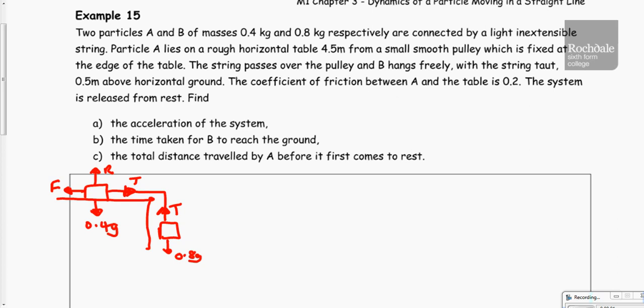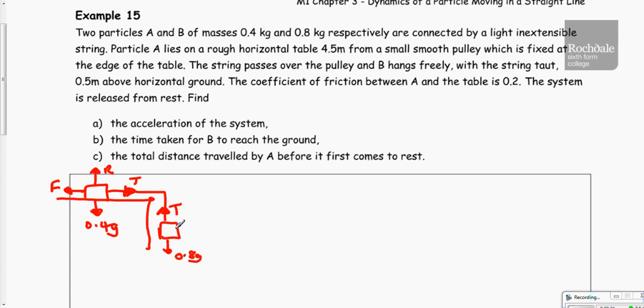Dynamics, example 15. I've drawn a diagram of this situation here. We've got a particle on the table with a mass of 0.4 kg. That would have a normal reaction upwards. It's a rough table, so I've drawn a friction against the direction of motion, and the tension in the string will be pulling the object along towards the edge of the table.